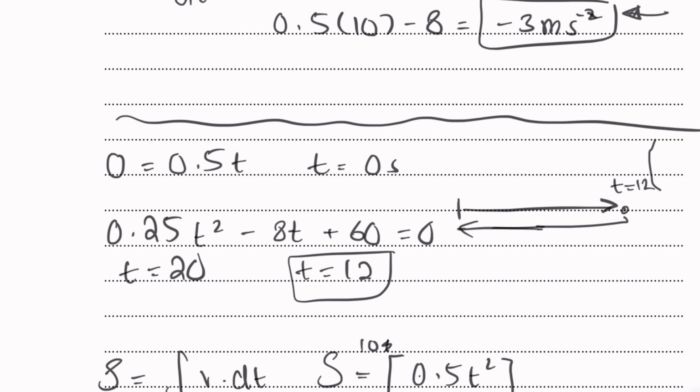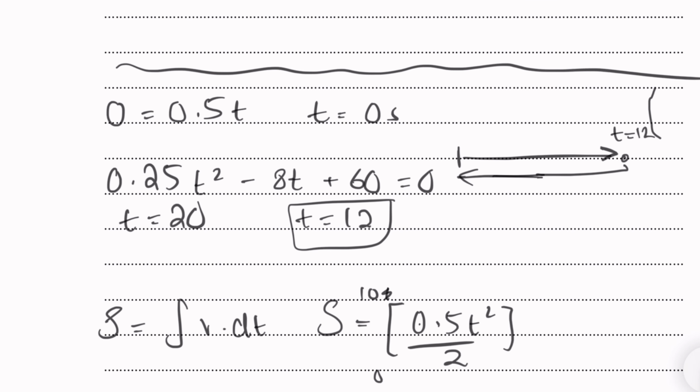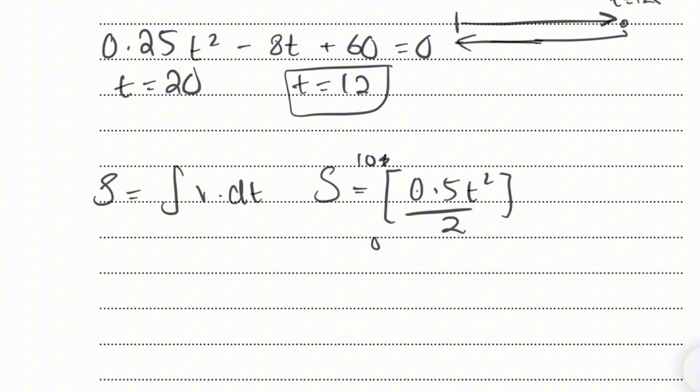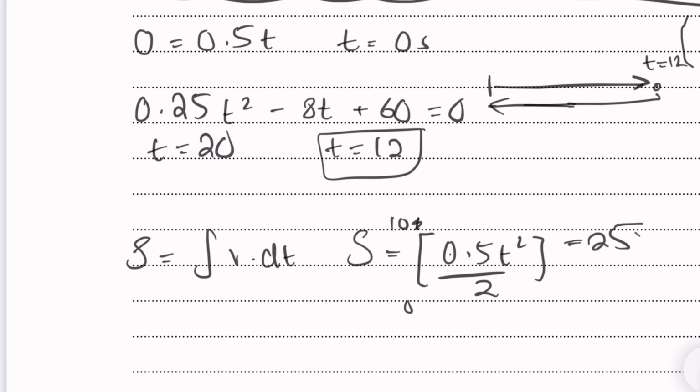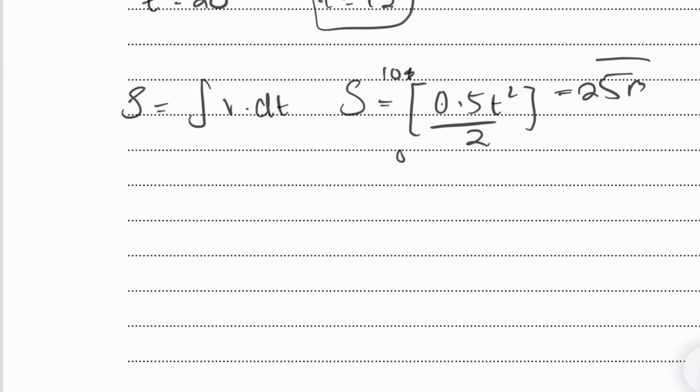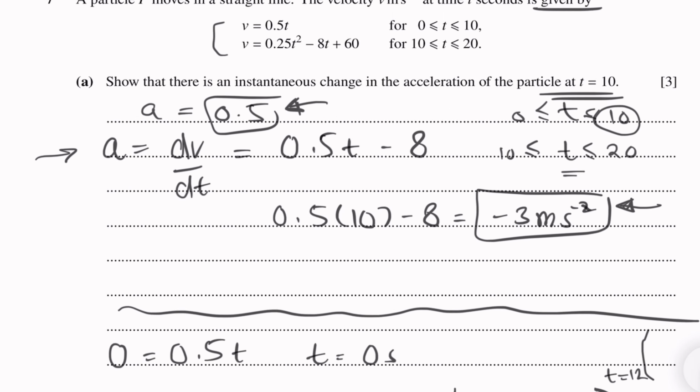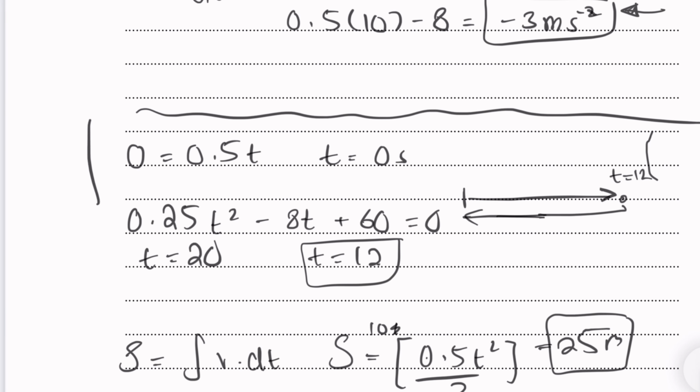There's no turning around here, so we don't need to stop the limits at any different point. Let's put in 10 squared, and that's going to equal 25 meters. When you plug in the limits, you get 25 meters covered in the first 10 seconds. However, between 10 and 12 seconds, we continue moving forward in the same straight line, but after that, we're going to turn.